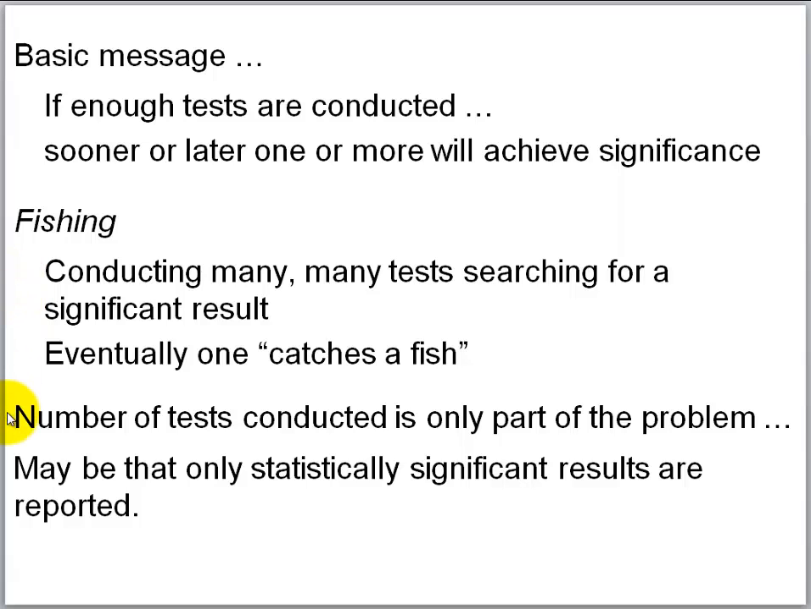The number of tests that are conducted is only part of the problem. Picture yourself as a reader of a journal article. It may be that many, many tests have been conducted, but the results of only a few have been reported. So in other words, the researcher can cherry pick the statistically significant ones and report them.